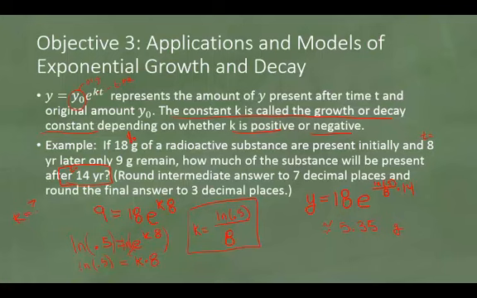So it went from 18 grams to 9 grams to 5.35 grams. It's obviously decreasing. 18 is our original. After 8 years, we have 9. After 14 years, we have 5. So that should also tell you, by the way, that k, this natural log of 0.5 divided by 8, if we wanted to find that, has to be negative. Why don't you try that on your own and see if it comes out to be negative? It should.